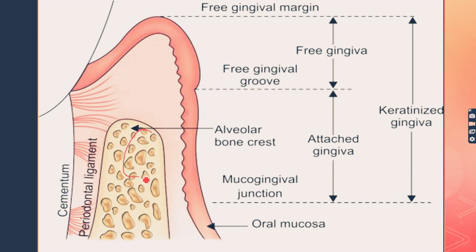Now come to this. This is the alveolar bone crest, and this is the periodontal ligament. This is the periodontal ligament, and this is cementum. This part, from the free gingival margin to the mucogingival junction, is the keratinized gingiva, and you also know that the free gingival groove is here. We also discussed the alveolar bone crest. One by one we can discuss all these important points.